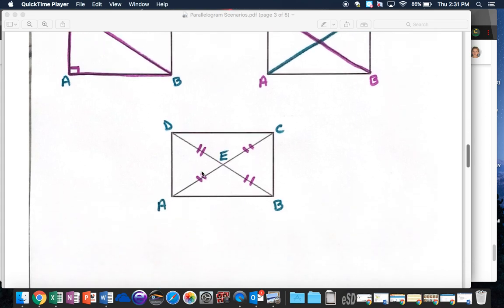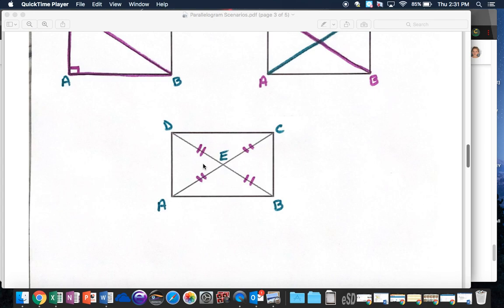Scenario 3, this one's a little tricky. Since a rectangle is still a parallelogram, the diagonals still bisect each other, but since they're also congruent, that whole halves of congruent segments piece from the proofs way back when kind of applies. So really you wind up getting 4 congruent pieces. DE, AE, EC, and EB are all going to be congruent.